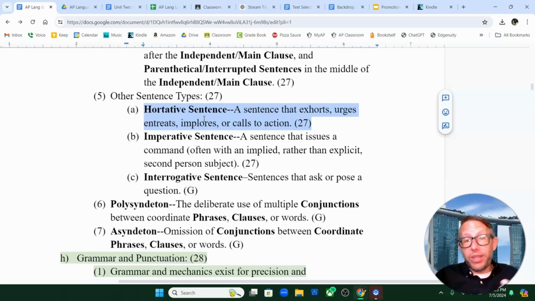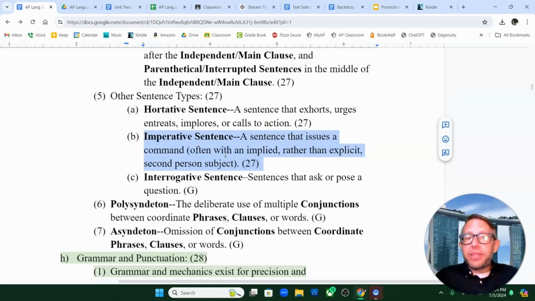What is a hortative sentence? Well, that's that sentence that exhorts, hence the hortative: exhorts, urges, entreats, implores, or calls to action, okay? So, telling people what to do or when to do it or why to do it or how to do it in a very passionate kind of way. You sort of beseeching them, requesting of them, compelling them in some way, shape, or form. That's your hortative sentence. So, if you were to do a rhetorical analysis and see lots of those in there, well, that's going to affect the author's influence and the author's effect and things of that sort.